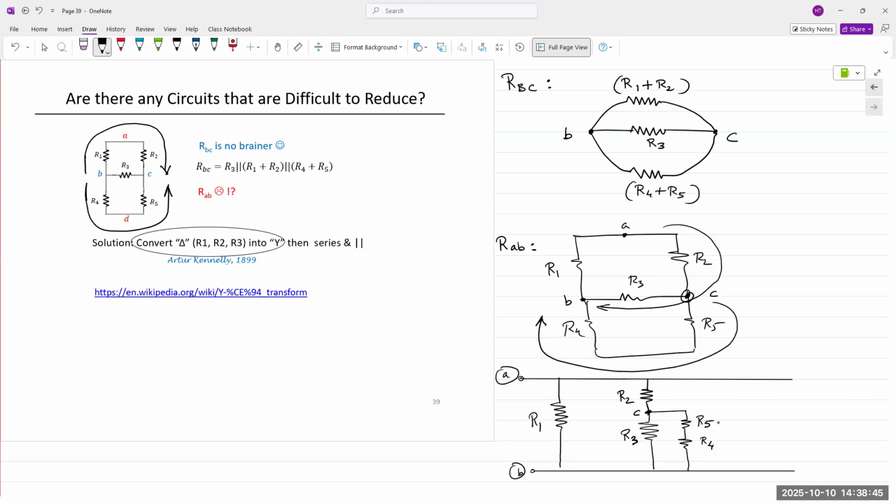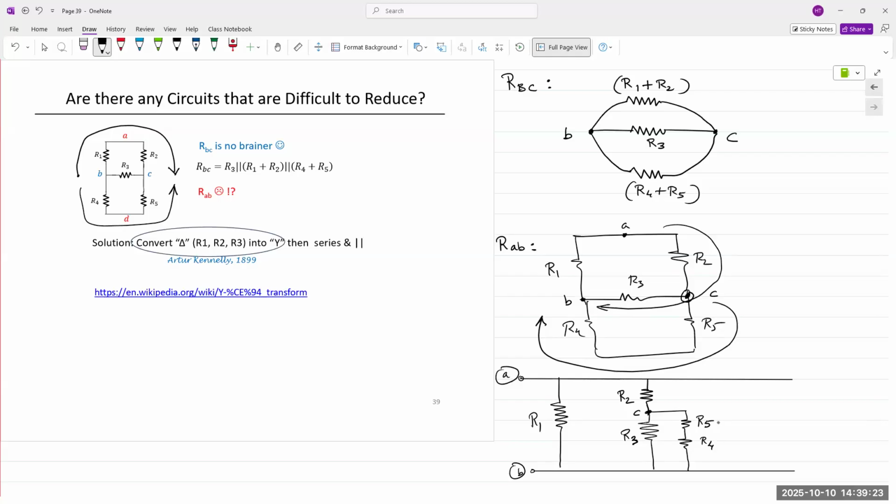So B and C, yes, I simply reduced it and drew it because they're all in parallel. I started and observed this pathway. So I want to measure between B and C. The first connection is, of course, the direct resistor R3. And then we start at B and we make our way around the circuit to C. And the same thing on this side. And that's what we did for RBC. Okay.